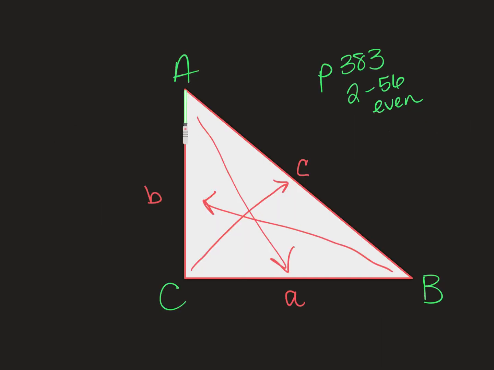So, side a is across from angle A. For angles, the points are always capital letters; sides are always lowercase. So a is across from A, b is across from B, and c is across from C.